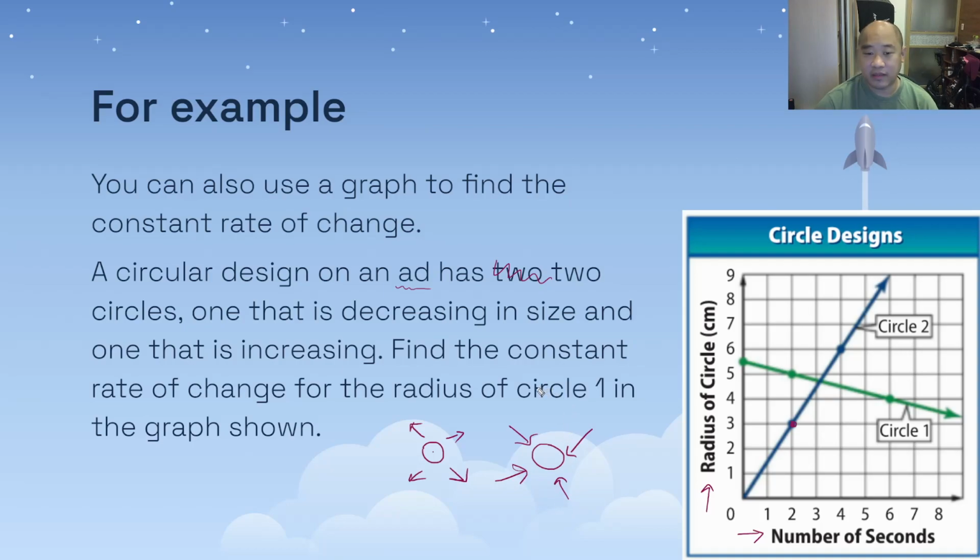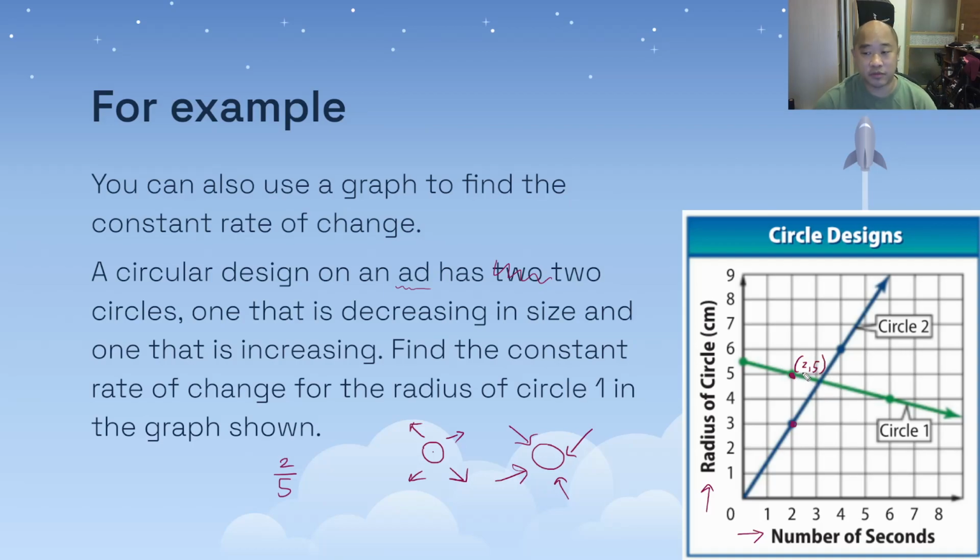Find the constant rate of change for the radius of circle 1 in the graph shown. So circle 1 is right here. Circle 1 has 2 and 5, right? Because this ordered pair here is (2, 5).